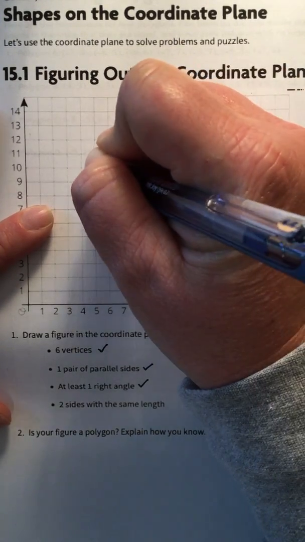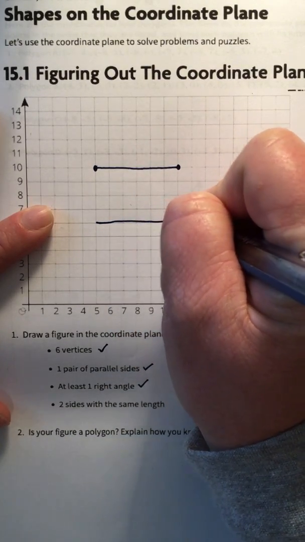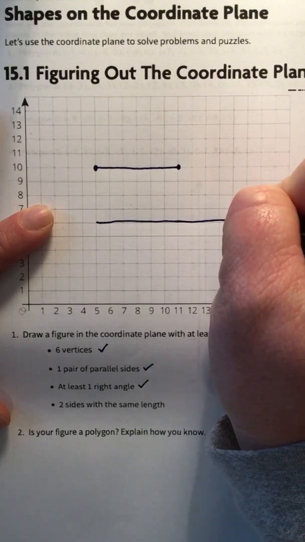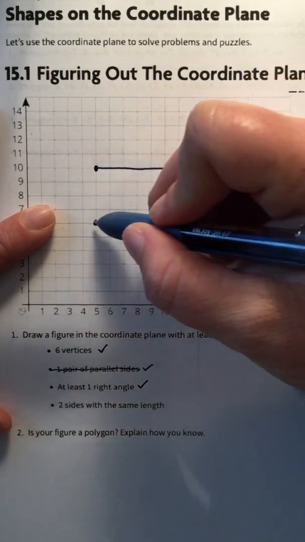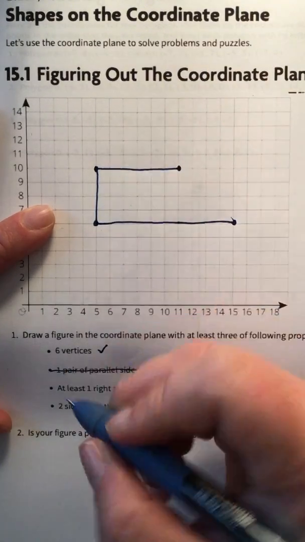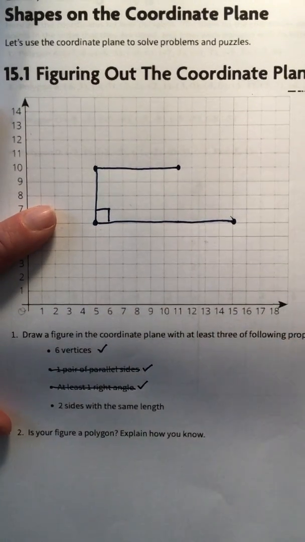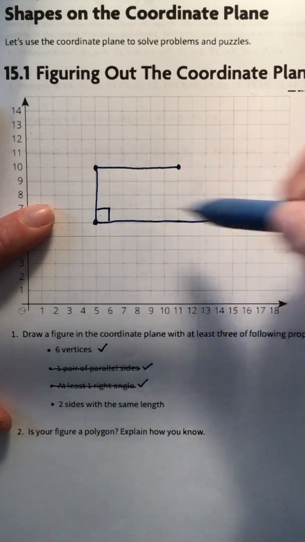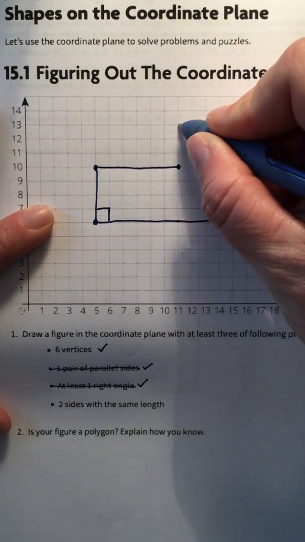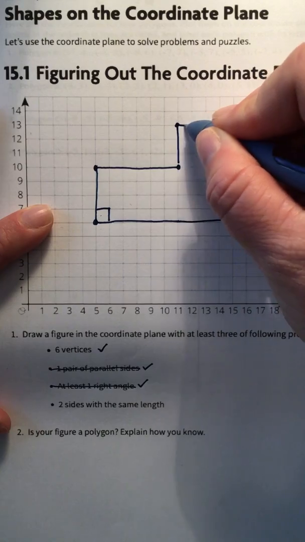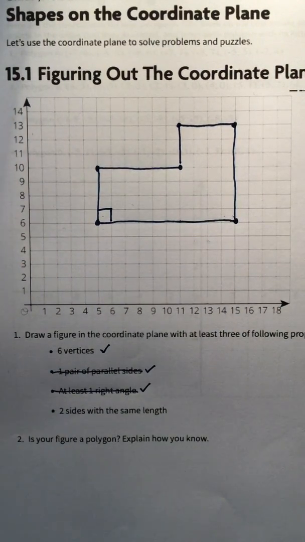So there's 1 and 2. Make this a little bit longer. So there's my parallel line. So I did that one. All right, it has to have at least a right angle. So there's my right angle. And then it's got to have 6 vertices. So it's got 4. So 1, 2, 3, 4, 5, and 6. Okay, so that's all you have to do for number 1 for the first part.